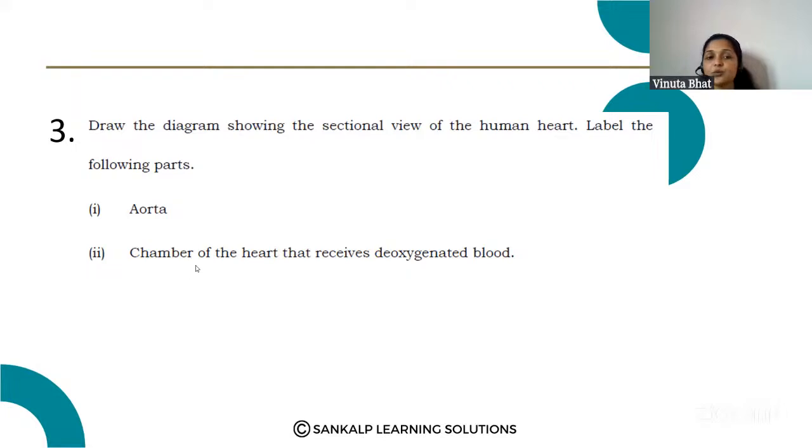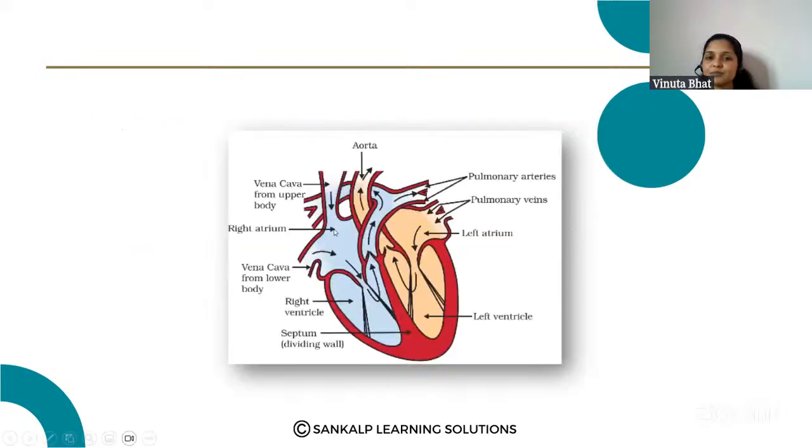Here they ask to label the chamber of the heart that receives the deoxygenated blood, that is the right atrium. Here you have to mention all four chambers: left atrium, right atrium, left ventricle, right ventricle, septum, pulmonary veins, pulmonary arteries, upper vena cava, and aorta. So these all are very important parts. Please practice this along with the diagram. Along with the diagram, you have to mention all the parts also. One of the important diagrams.